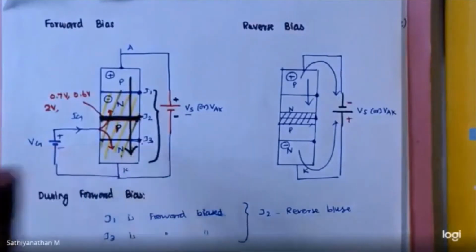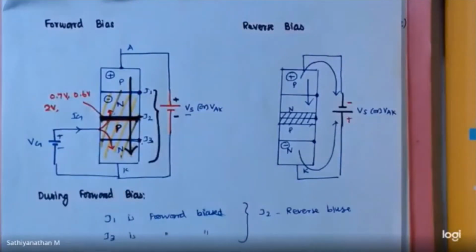And if you remove the gate, the device should turn off. Like a transistor, you are applying a base current, right? When you apply a base current, it should turn on. It will turn on. When you remove it, it will turn off. But in case of a silicon controlled rectifier, it will not happen. So once it is triggered, it will be in conduction throughout the process.